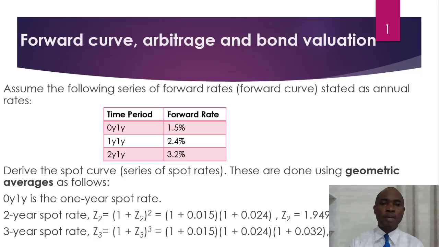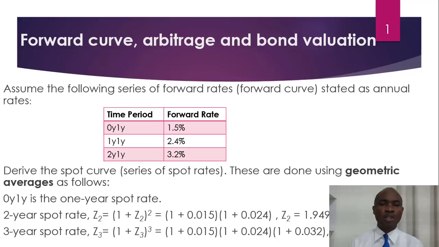Hi, welcome back. Now we started discussing implied forward rate in the previous class. We said it's a rate that makes you indifferent between investing in a longer term bond or investing in a shorter term bond and investing the proceeds for a short term. Now in this class, we want to look at the forward curve. We want to see how we can derive the spot curve or the spot rates from the forward rates and also price a bond using both the forward rates and the spot rates.